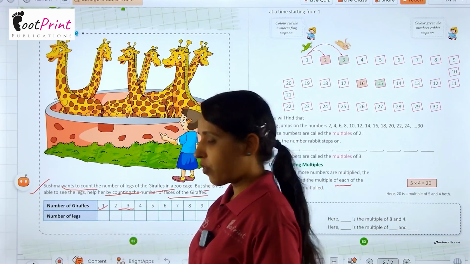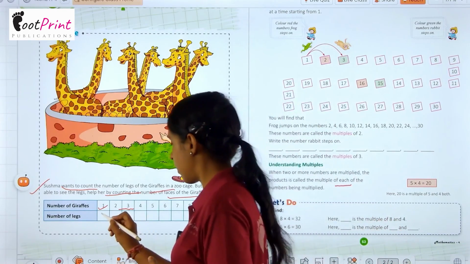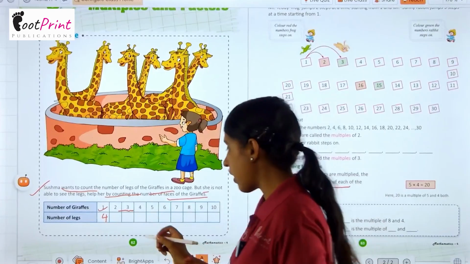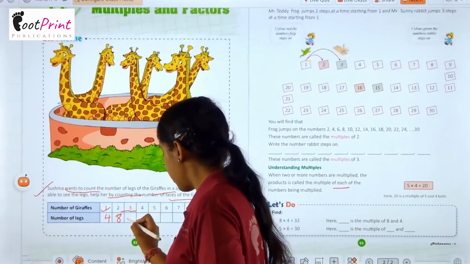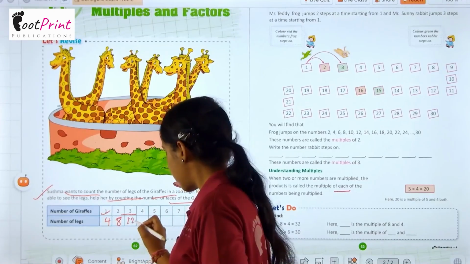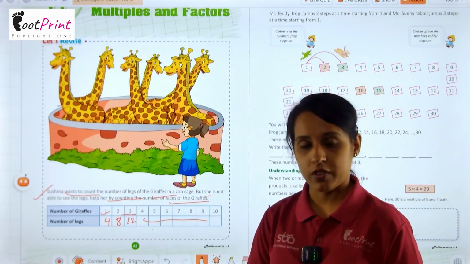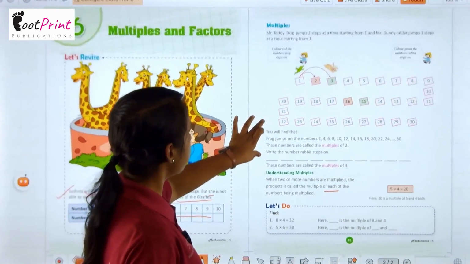So here one giraffe has 4 legs, right? So just like that, 2 giraffes have 8 legs and 3 will be 12 legs. Just like that, you have to fill all the blanks by yourself. Okay, now move to the next.